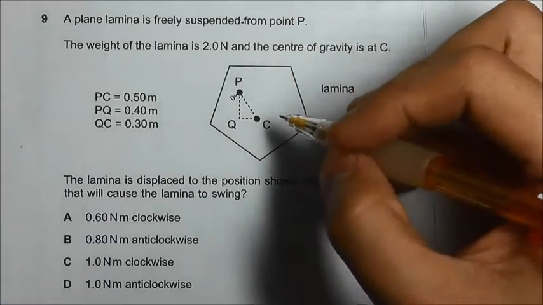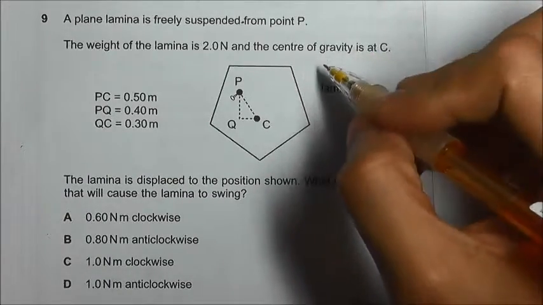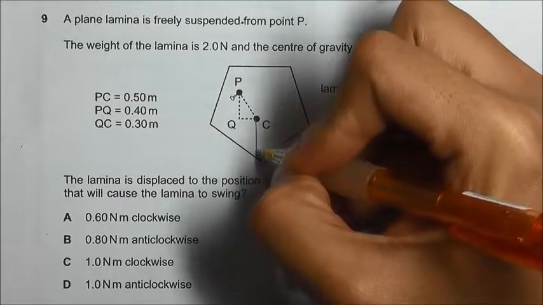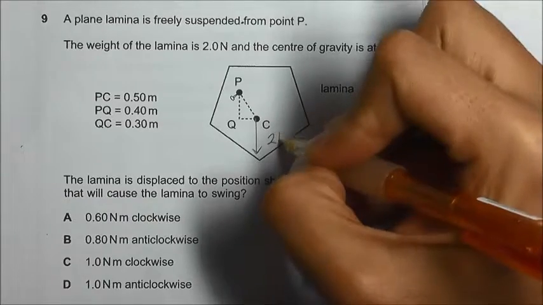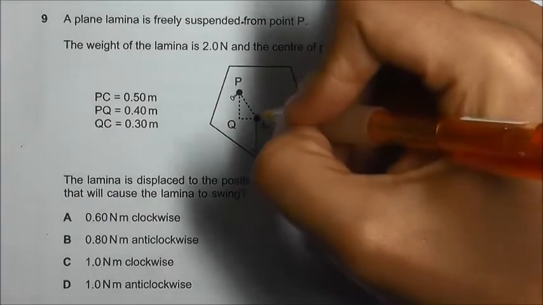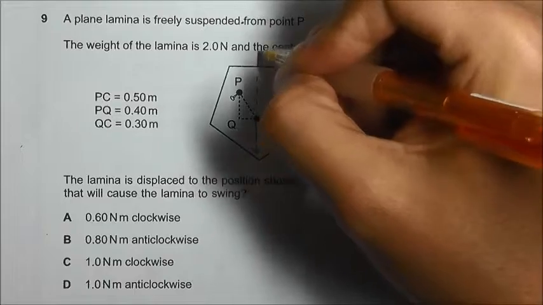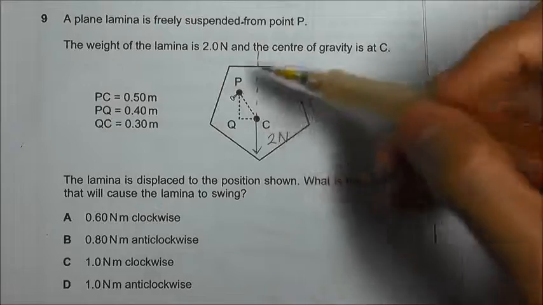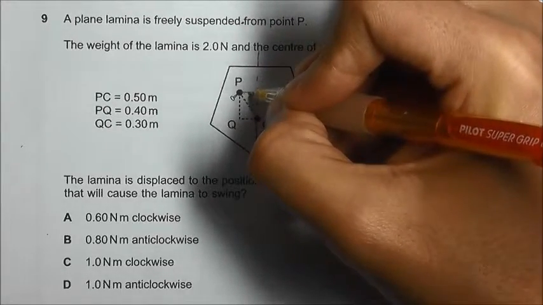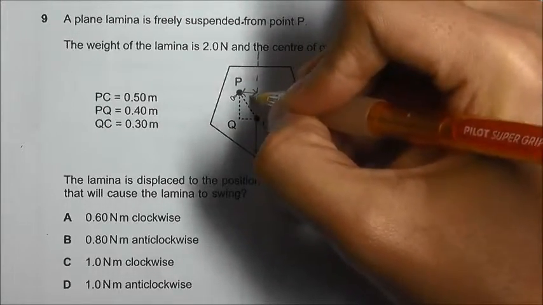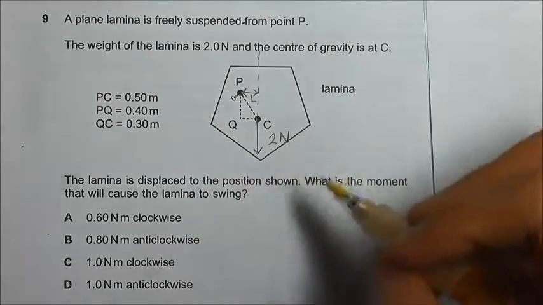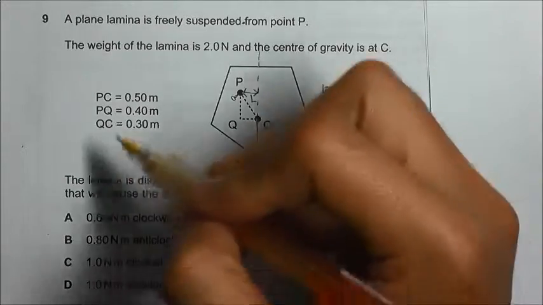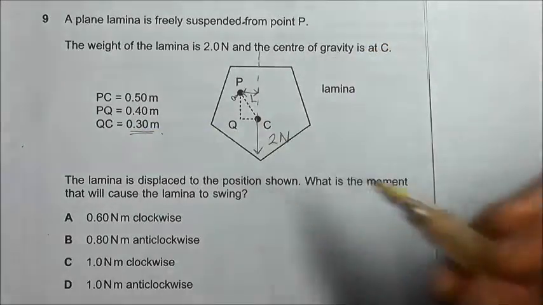Okay, let's look at this lamina. It has a weight of 2 Newton and the center of gravity is at C. That means the weight will act downwards at point C, 2 Newton. Okay, so this is the line of action of the force, and since it's being pivoted at P, the perpendicular distance will be this distance. Perpendicular. So this perpendicular distance is QC, which is 0.3 meter.